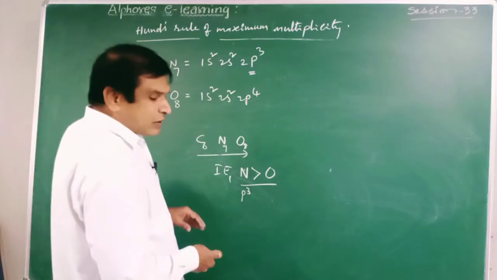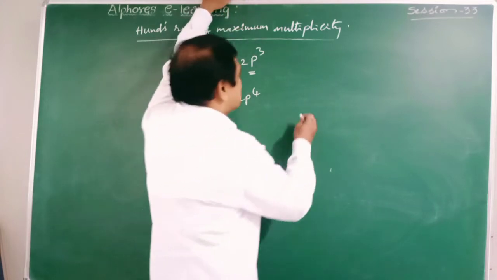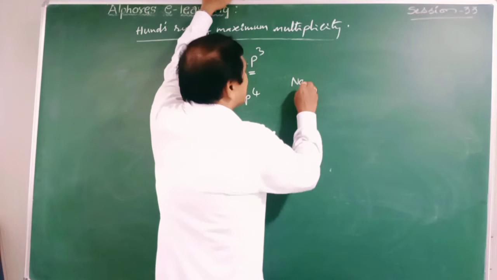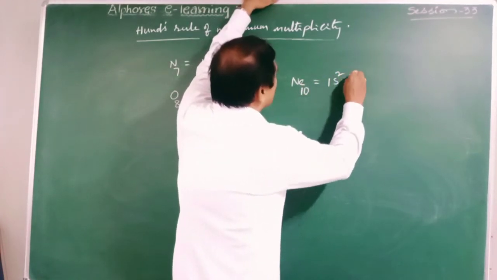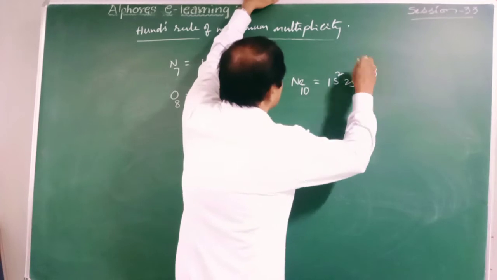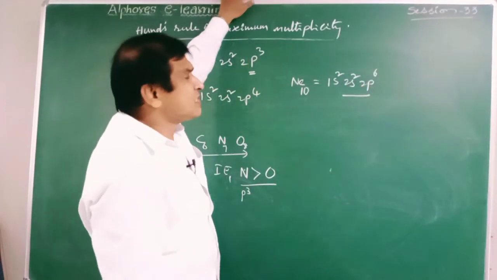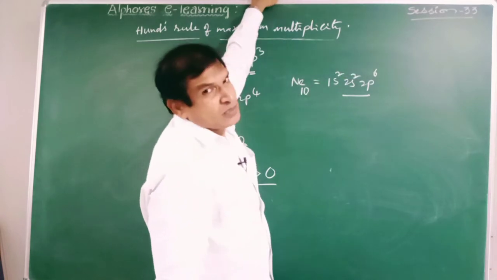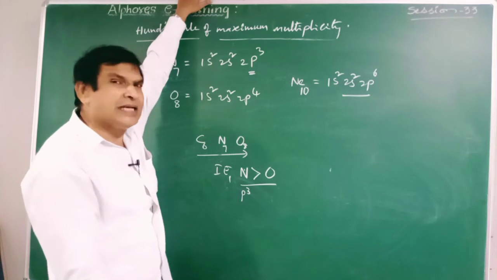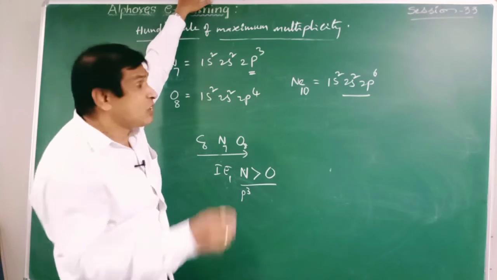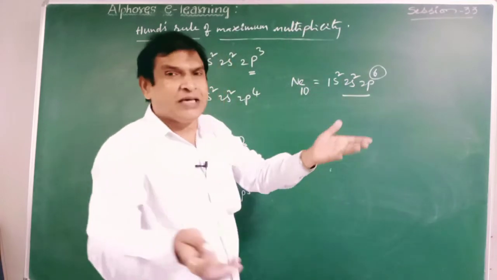Next, the chemical inertness of noble gas elements. For example, neon, atomic number 10, has the configuration 1s2, 2s2, 2p6. The outermost shell contains s orbital and p orbitals, and all of them are completely filled with electrons. Because of the completely filled configuration, it acquires extra stability.